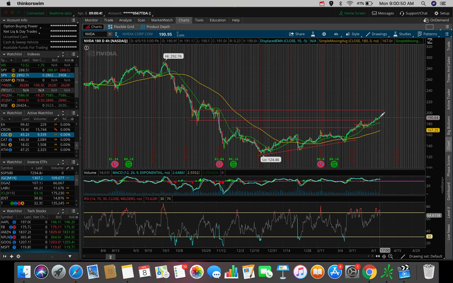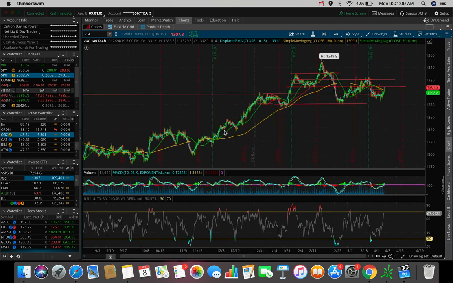So who knows? We might be able to get one or a bigger pullback if we do end up pushing higher here, let's say from 194 down to 170 again. This is something that could happen, especially since the stock has been soaring here over the past couple of weeks. So that's what I'm looking at in terms of NVIDIA this morning.